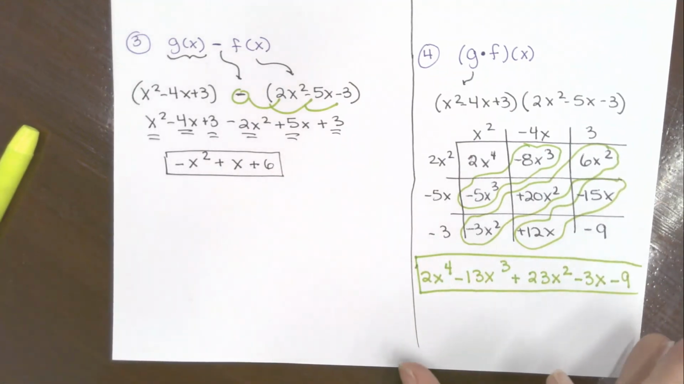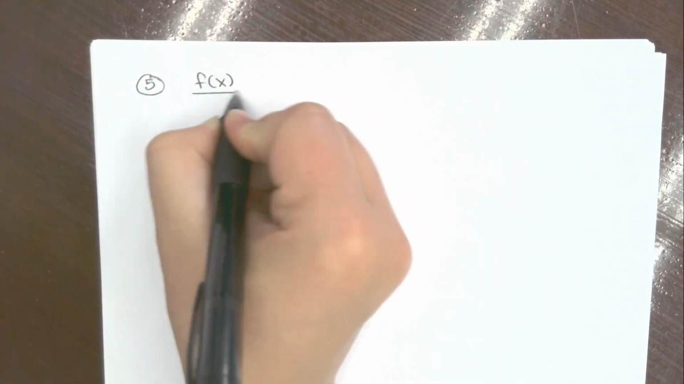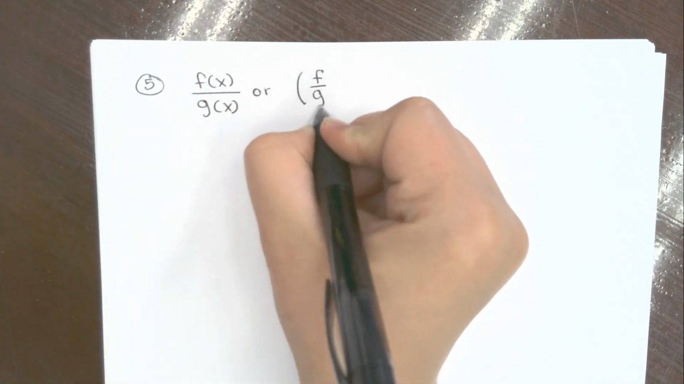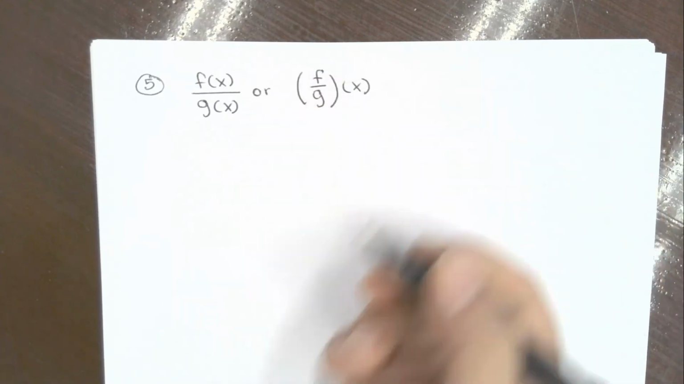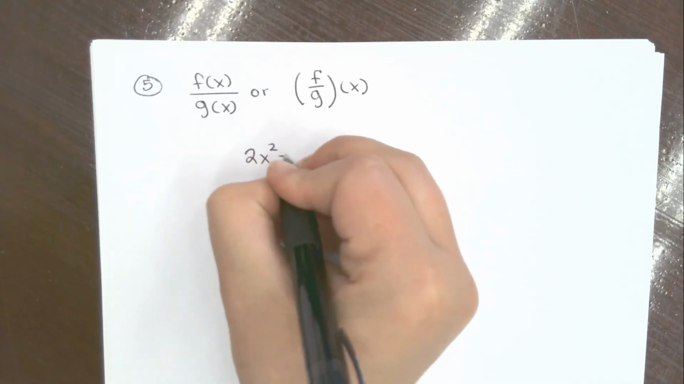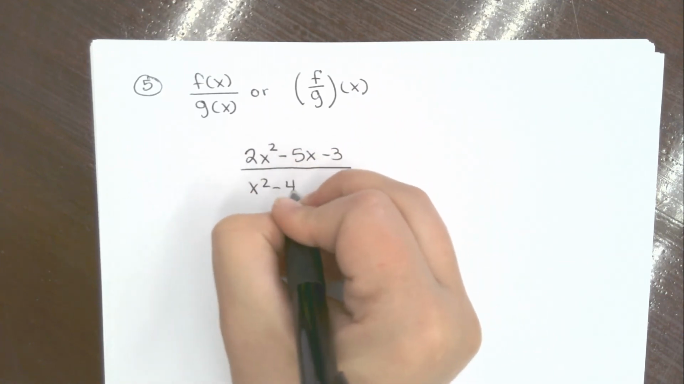For our last example, we're going to be doing a division. And I'm going to give you a preview of our next unit. But you are for sure responsible to know how to divide these. We might just give you something a little bit on the, like I said, basicer side. So for division, we have f of x divided by g of x. Or you might see f divided by g of x. Either way, it means the same thing. So we have our f of x, which is 2x squared minus 5x minus 3, and then divided by x squared minus 4x plus 3.